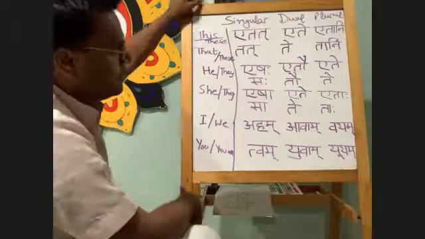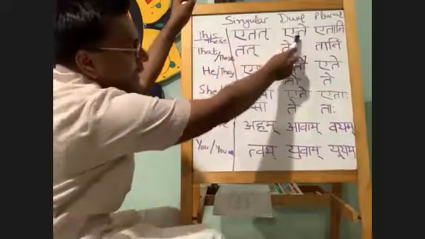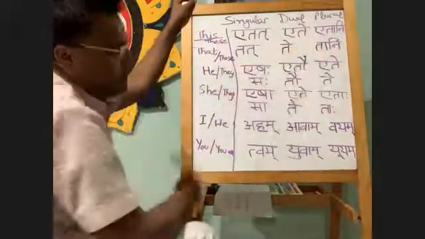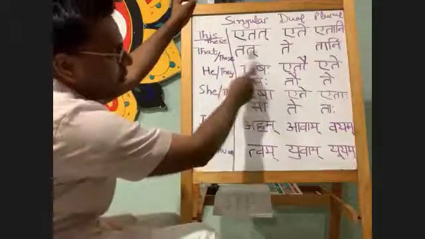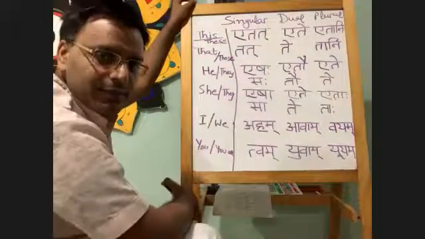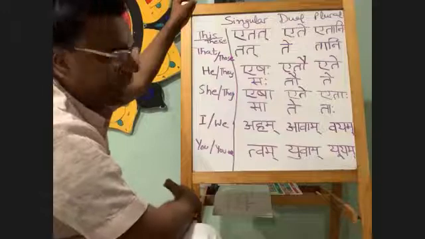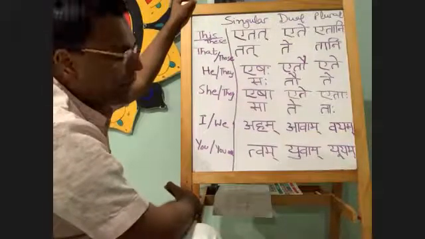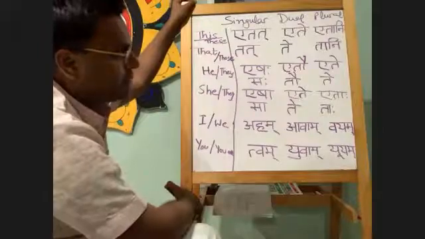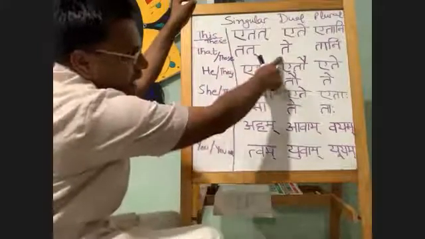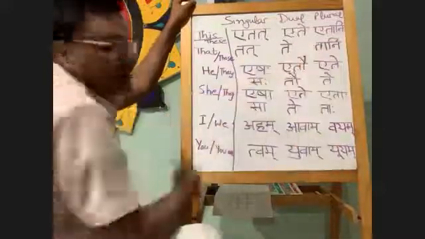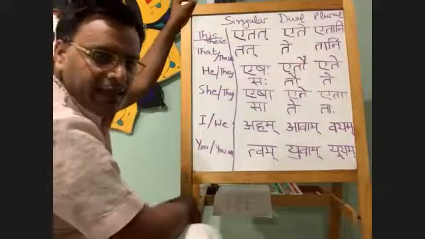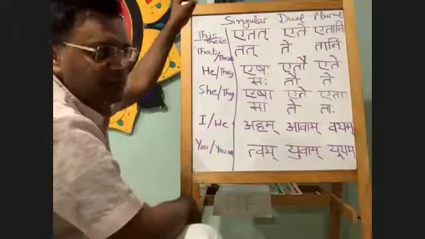Okay. Etat, ete, etani. Etat, ete, etani. And then tat, te, tani.